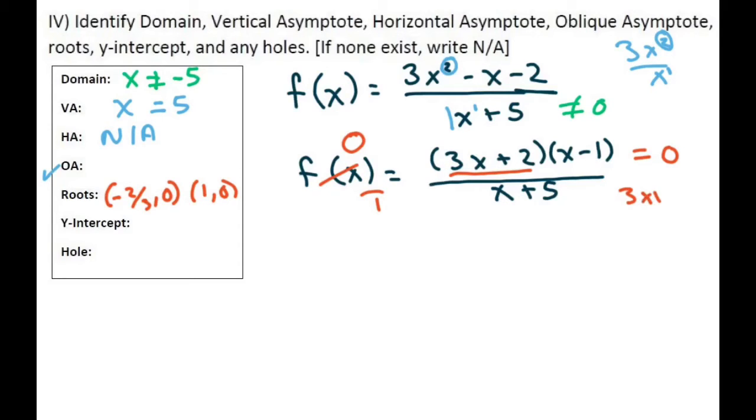For example, this piece, and solve for x. So you subtract the 2 and then divide by 3. And that one's just easy.